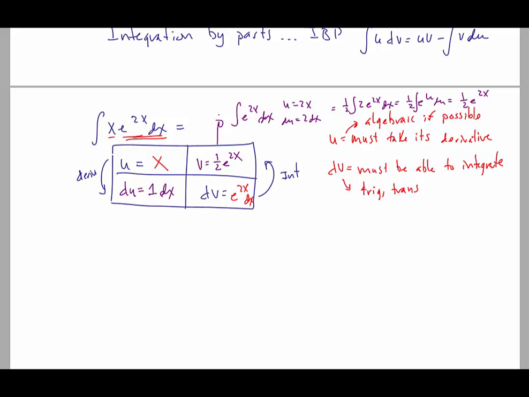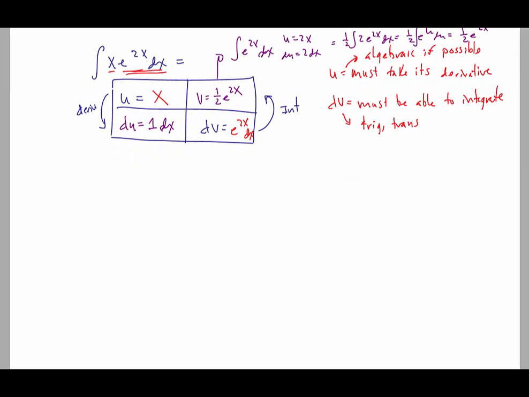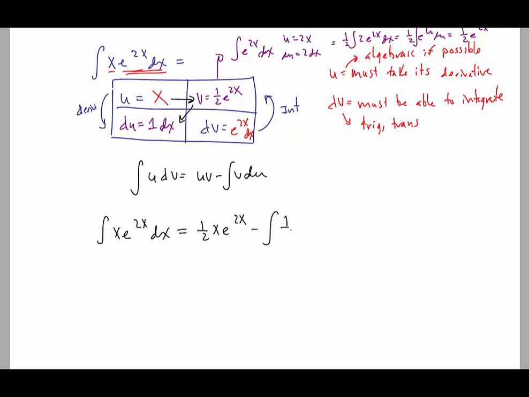Now, how much work? All the work. Make sure you show this off to the side and organize it. So again, for every time you do this problem, you want to write the generic uv minus the integral of v du. So I have the integral of x e to the 2x dx, and again, don't drop the left-hand side, is equal to uv, so that's 1/2 x e to the 2x minus the integral of v du. So that's 1/2 e to the 2x dx.